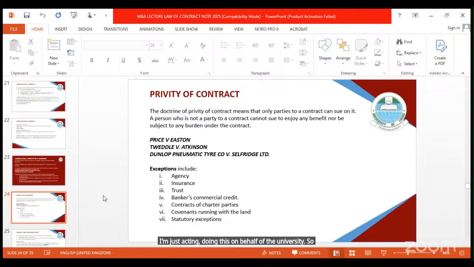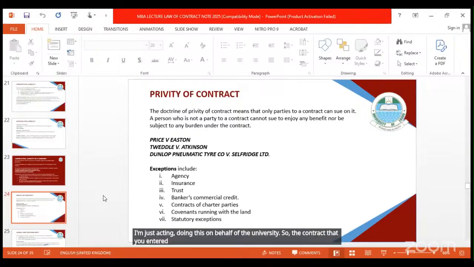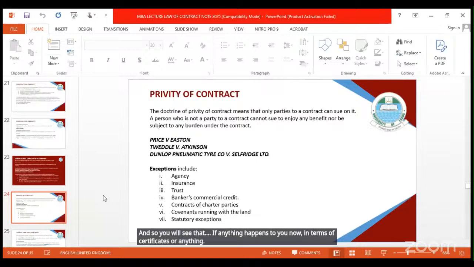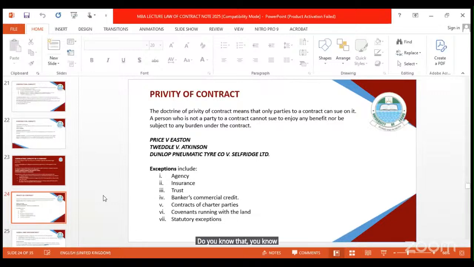So the contract that you entered into for your certificate is between the University of Lagos and you. And so you will see that if anything happened to you in terms of a certificate or anything, you cannot get someone to sue on your behalf in these admissions. It has to do with admission. Why? Because that person is not a party to the contract that you signed between you and the University of Lagos.